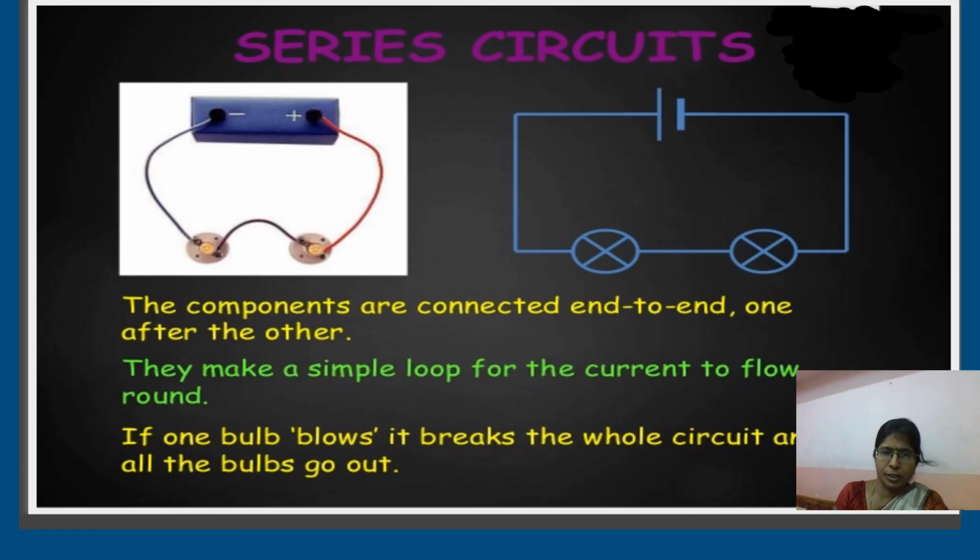Let's recap once again. A series circuit is the one in which all the components are connected end to end, one after the other, and they form a simple loop for the current to flow around. So in a series circuit, there is a single loop for the current to flow around. If one bulb blows, it breaks the circuit and all the bulbs go out.